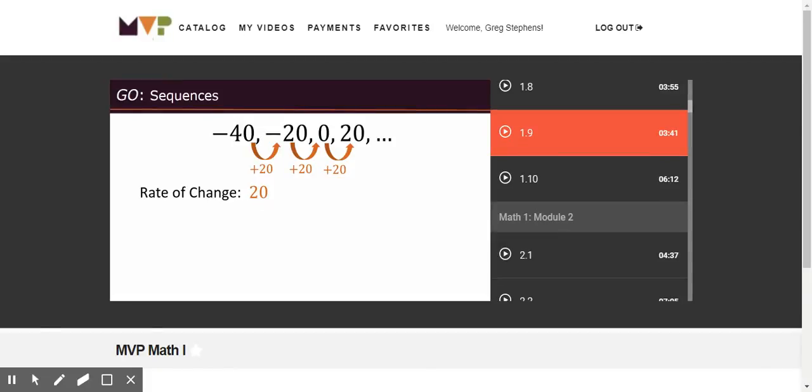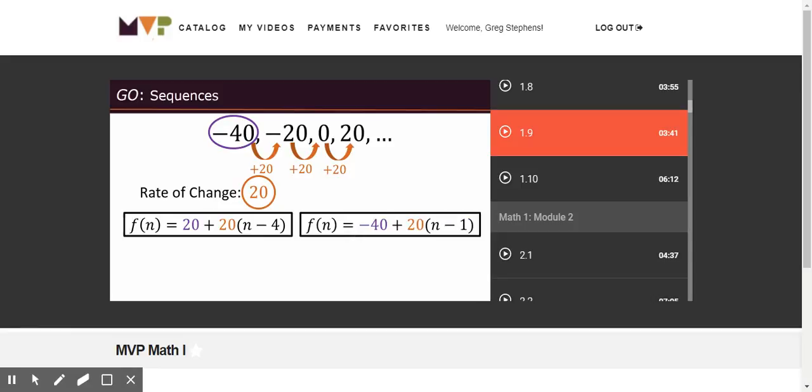To write the explicit equation, you need a number from the sequence, and you need to know what term it is. Plus, you need to include the common difference. The fourth term is 20, and the common difference is 20. So, f of n equals 20 plus 20 times (n minus 4). That's a lot of 20s. Let's try another combination. -40 is the first term. So, f of n equals -40 plus 20 times (n minus 1). If you simplify each explicit equation, you will get f of n equals 20n minus 60.